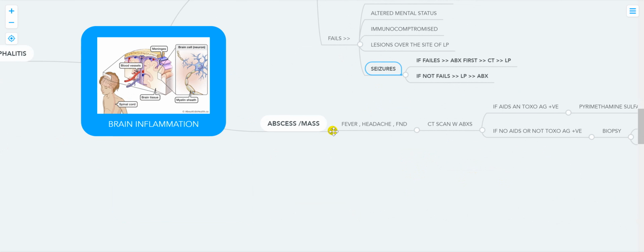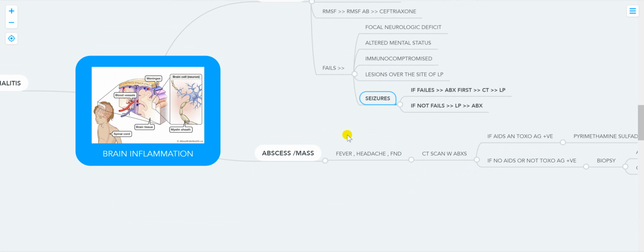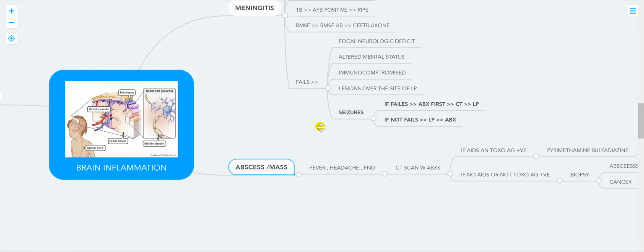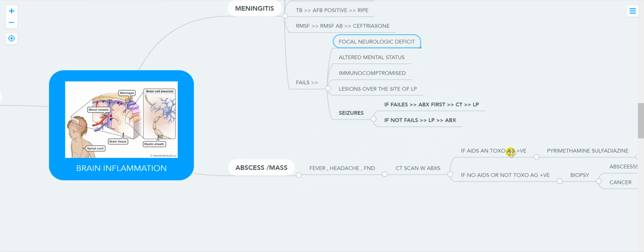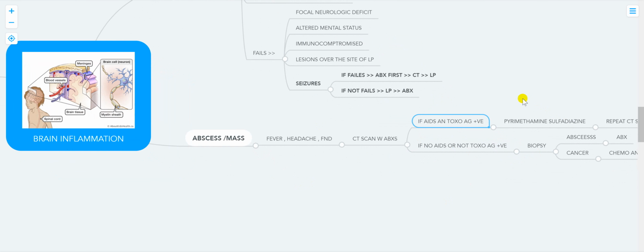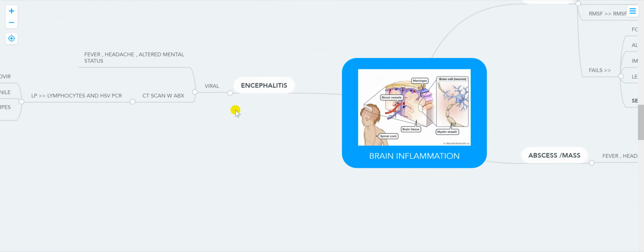Okay. If there is an abscess, usually focal neurologic deficit instead of neck stiffness, besides the fever and headache. You start with CT scan in this case, because of focal neurologic deficit. If it's positive for a mass, or if there's AIDS, you do toxo antigen, and you do pyrimethamine, sulfadiazine. This is just a simple test to avoid brain biopsy. If not, just biopsy it and treat it accordingly. If it's cancer, chemo, radiation.